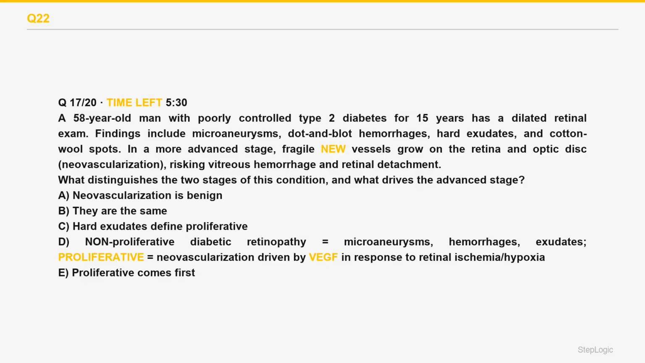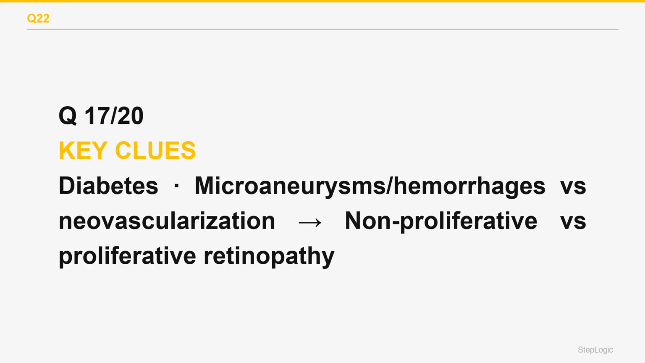Read the command: distinction between stages and driver of advanced stage. Non-proliferative: microaneurysms, hemorrhages, versus proliferative: neovascularization, VEGF driven from ischemia. Diabetic retinopathy has two stages. Non-proliferative diabetic retinopathy is the earlier stage, characterized by damage to the retinal microvasculature: microaneurysms, dot and blot hemorrhages, hard exudates (lipid deposits), and cotton wool spots (microinfarcts).